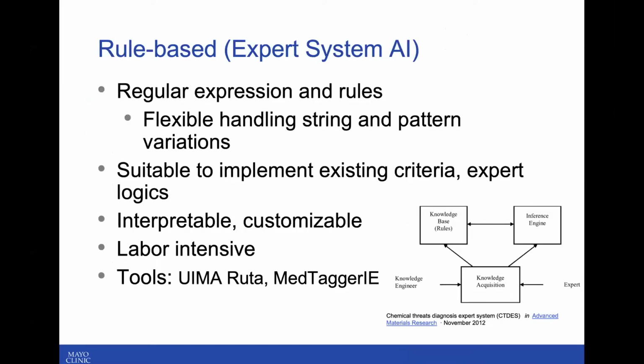The second technique is a rule-based system. That's expert-based AI. Actually in the clinical domain, this rule-based system is quite common and widely used because of its flexibility and customizability. In the clinical domain, we already know the criteria and the guidelines. So if we want to implement these guidelines and criteria, then a rule-based system is quite suitable.